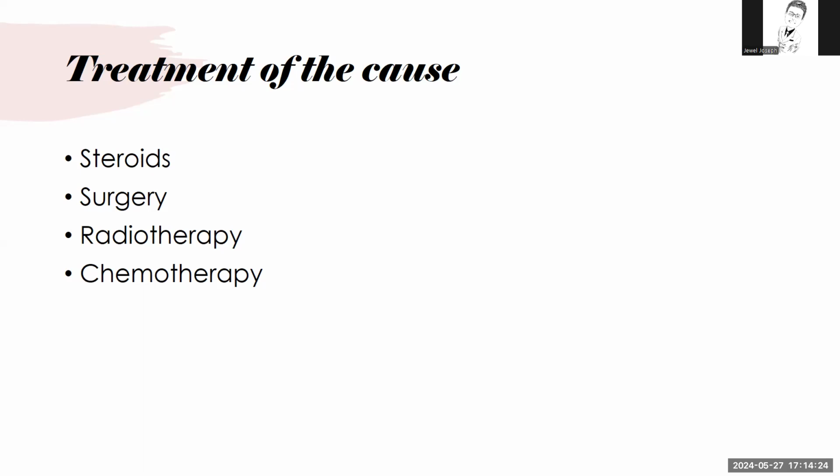So the definitive treatment would be surgery, so surgery and fixation of the spine. If surgery is not possible, we usually give radiotherapy. And for highly chemosensitive tumors like lymphoma and multiple myeloma, chemotherapy is also an option for such patients. Next slide, please.